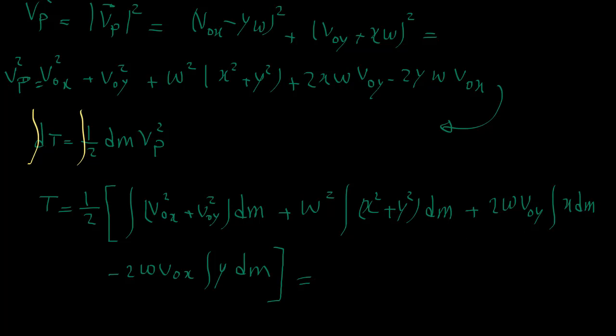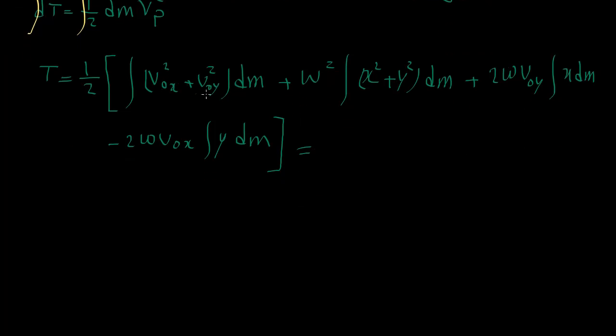Okay, so this is equal to. Again, Vox and Voy don't depend on x and y, so we can bring them outside of the integral, and this would be the integral of dm, which would be the mass of the whole rigid body. So this would be 1 over 2, here m, and here is basically Vo squared, because this is the x component of Vo and this is the y component, so this is equal to Vo squared.